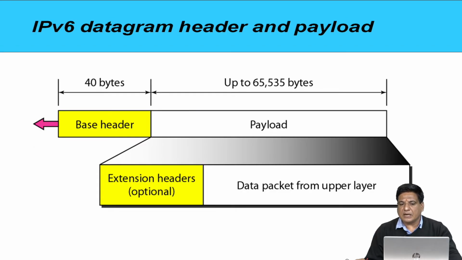IPv6 datagram header and payload. In IPv6 we have a 40-byte base header and a payload length of up to 65535 bytes. So here we say that IPv6 has a 40-byte base header, and the payload comprises two things: data from the upper layers as well as the extension headers, having a maximum size of 65535 bytes.